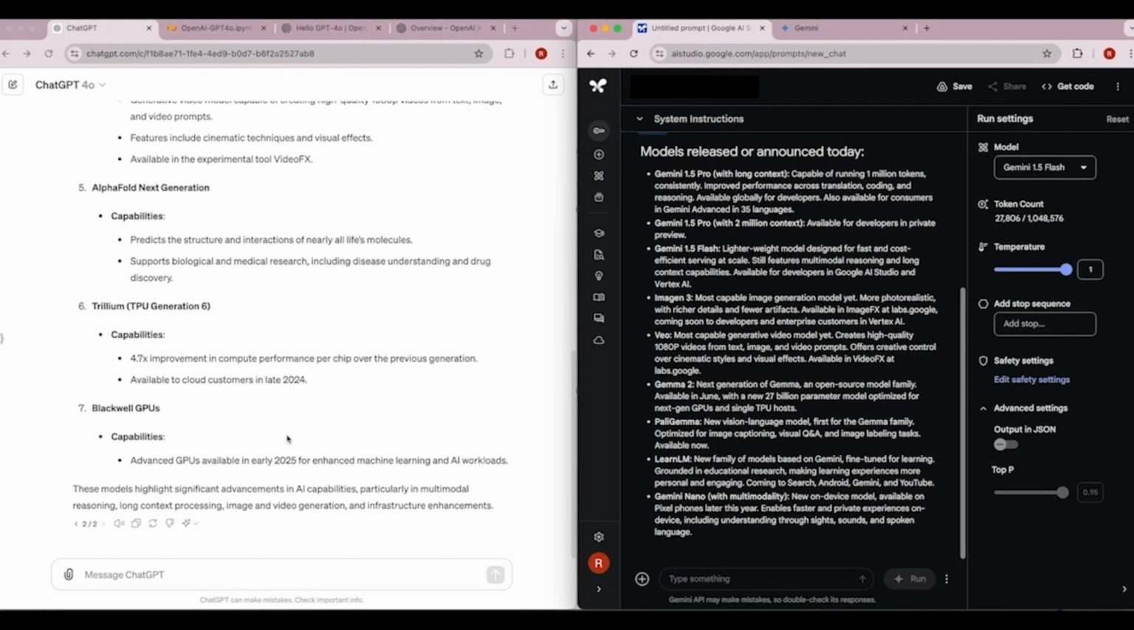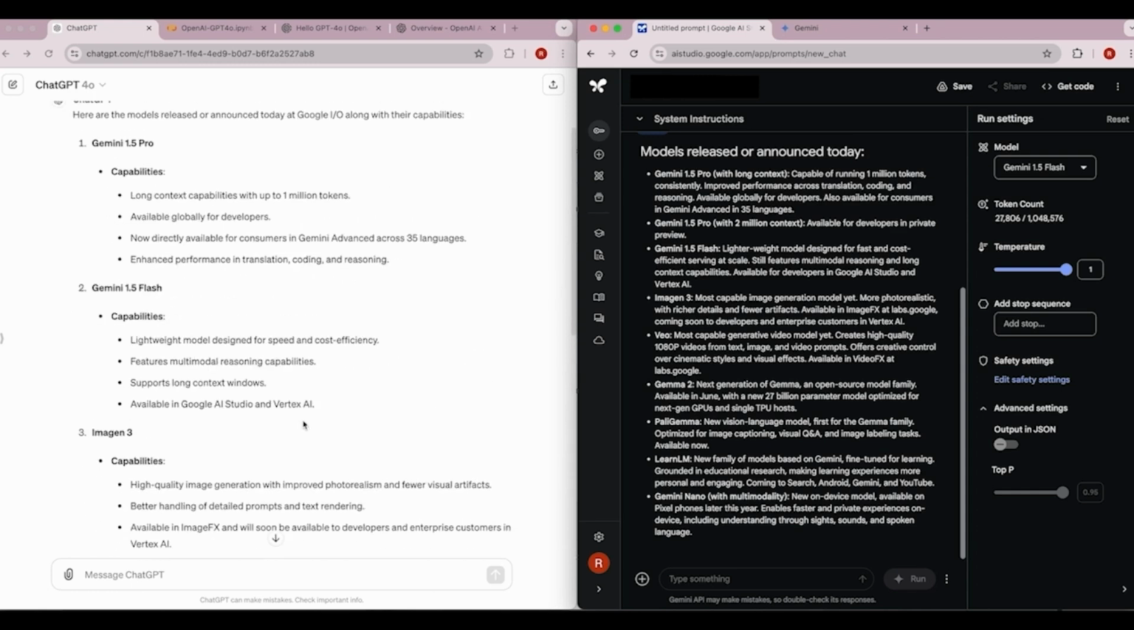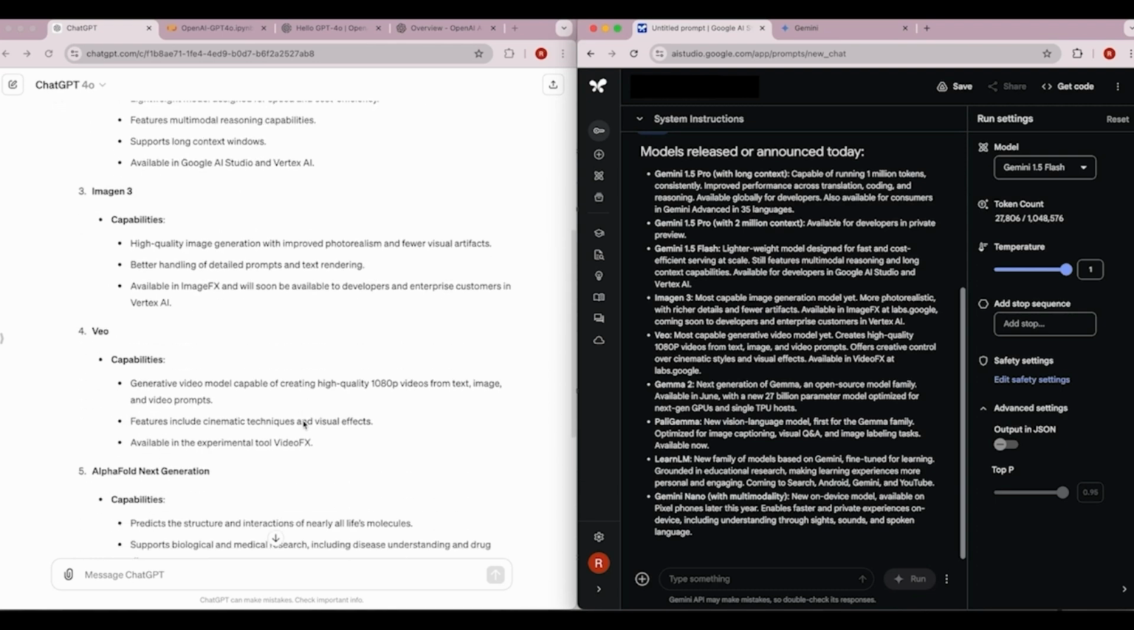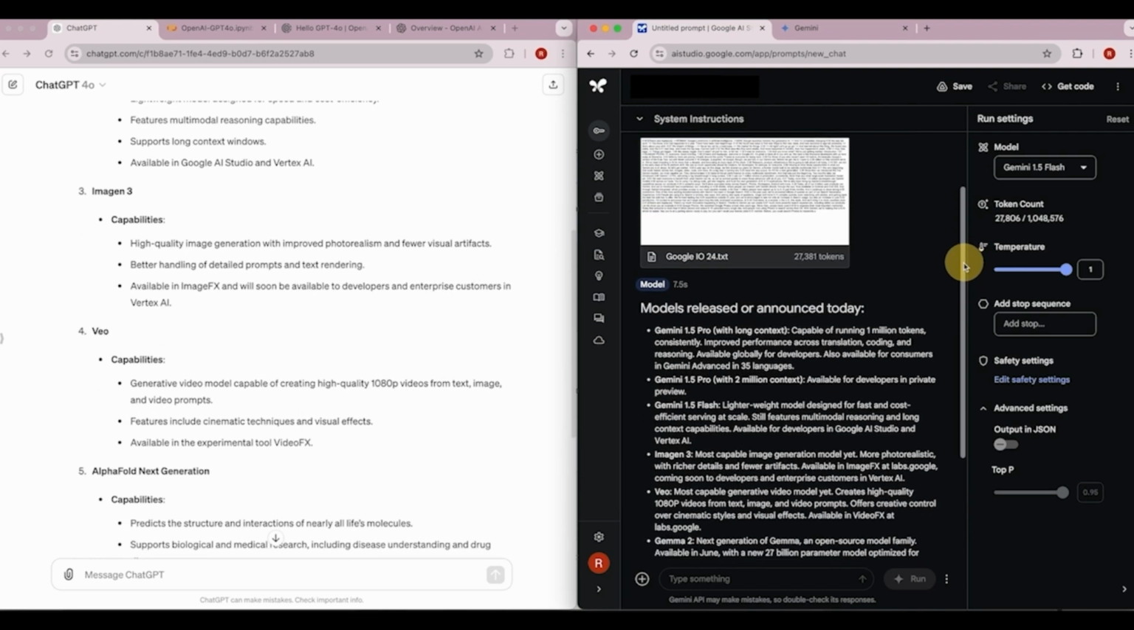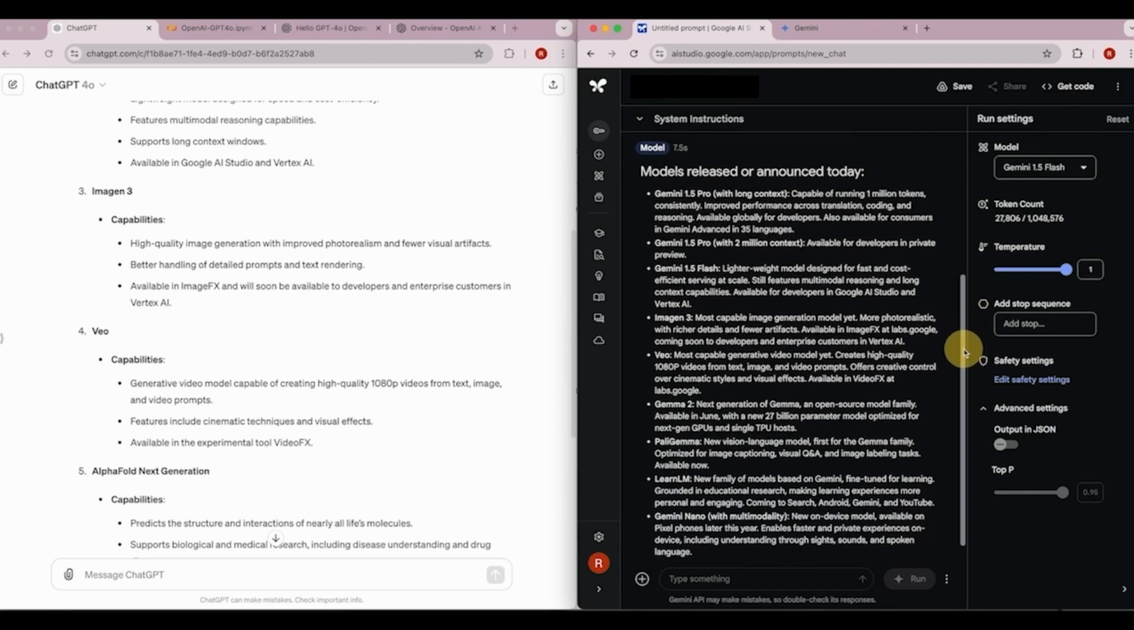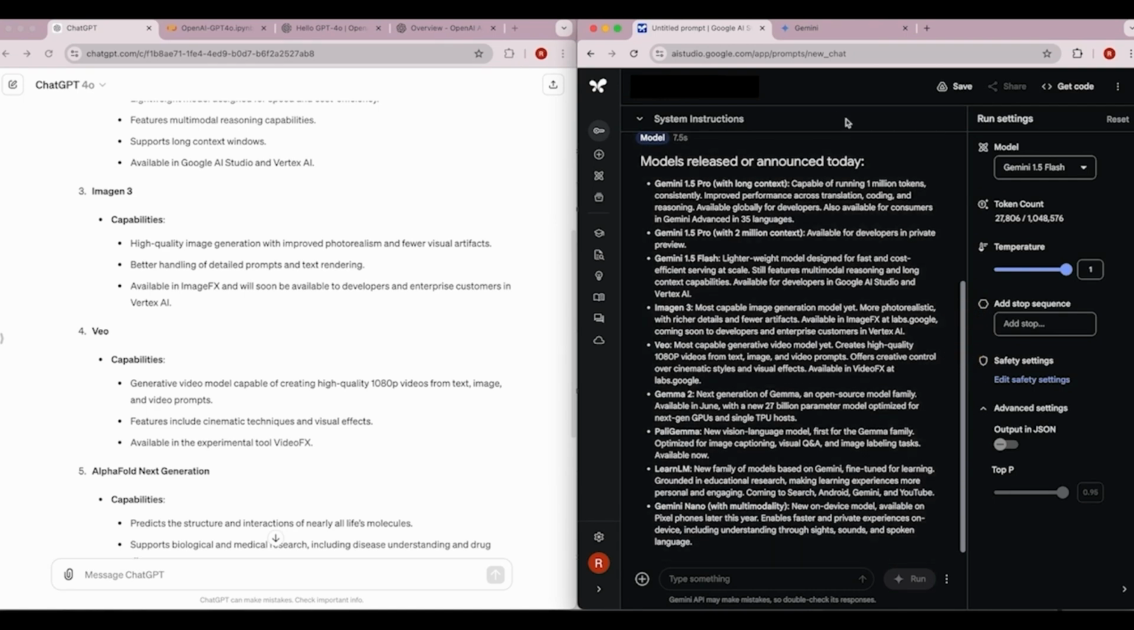Remember, GPT-4o supports 128,000 tokens. So the kind of file that we dropped is 25,000 tokens, so it should support and it should understand the whole file. But as we can see, it has identified only some models which have been announced in this transcript. Now let's go back to the Gemini 1.5 Flash.